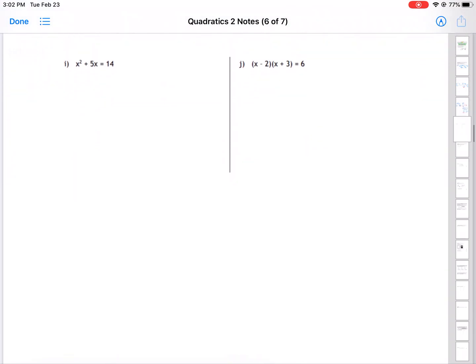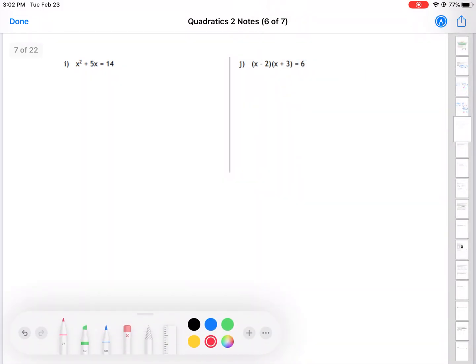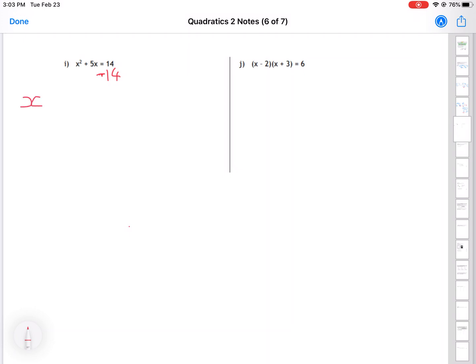Okay, so these questions are very, very similar. The only thing we have to do at the beginning is to rearrange to make sure that we have 0 on the right hand side. So for the first one, it's relatively straightforward. We just need to remove the 14 from the right hand side, move it over. We can take it away then and make that x squared plus 5x minus 14 equals 0.